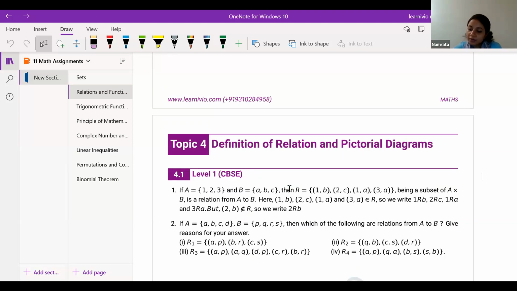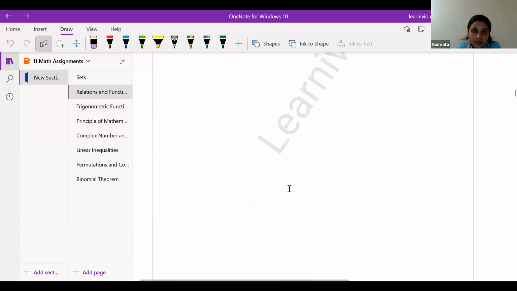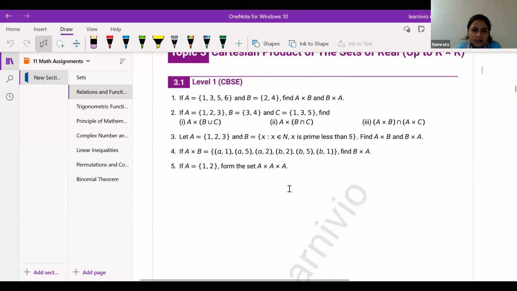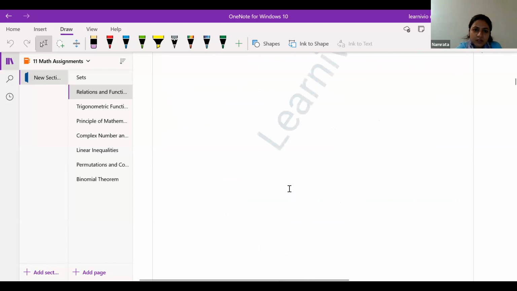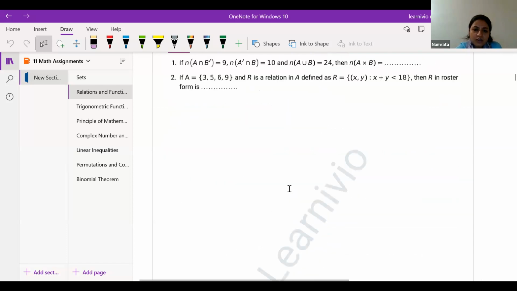Topic 4. I will send you the PDF and everything. Topic 4, number 1 and number 2. Let's see topic 3 and 2. Are we done with that? Yeah, we are done with 2 and 3. Okay. These questions we have already discussed.